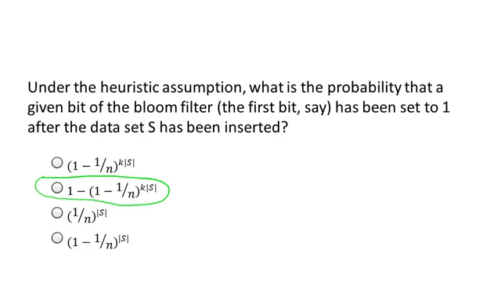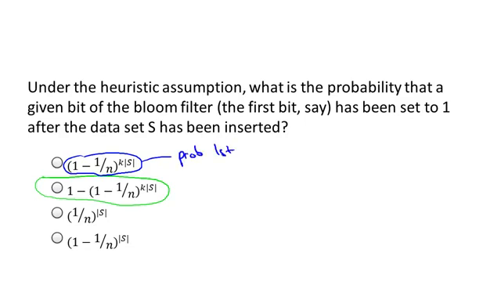So maybe the easiest way to see this is to first focus on the first answer. So the first answer is going to be the probability, I claim, that the first bit is 0 after the entire data set has been inserted. Then, of course, the probability that's 1 is just 1 minus this quantity, which is equal to the second answer. So we just need to understand why the first choice is the probability that the first bit equals 0.